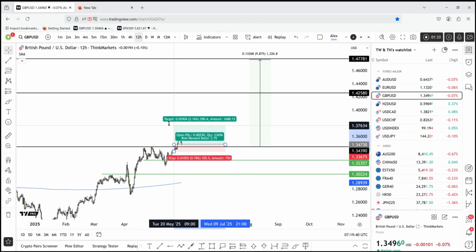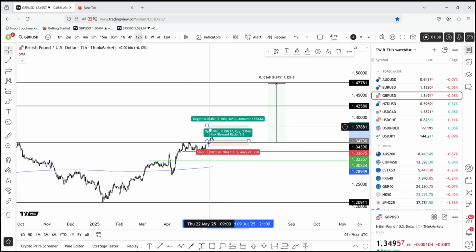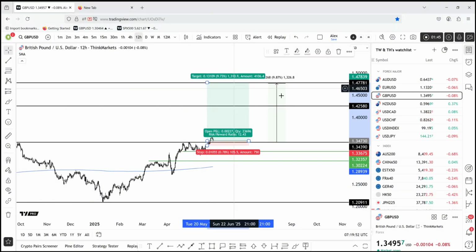So, for example, if we go to 138, that's a 3.3 times risk reward ratio. And if we go to some of these resistance levels here, like 142, that's a 7.5. And then if we go all the way up here, it's 12.5.